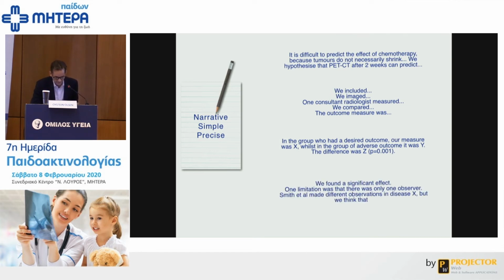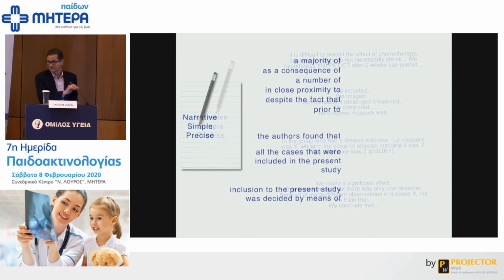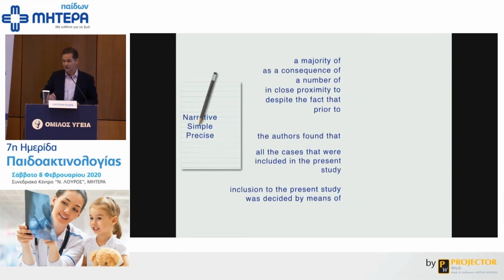Discussion. We found a significant effect. Significant, yes, we call it significant when the p-value is low. There's no magic about 0.05 or anything like this, okay? We found a significant effect. 1 limitation was that there was only 1 observer. Smith and co-workers made different observations in disease X, but we think that ... and we conclude that ... That's it. That's basically your narrative article. It needs to be written like that, otherwise nobody can follow.